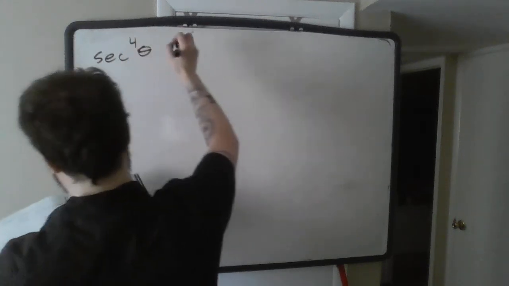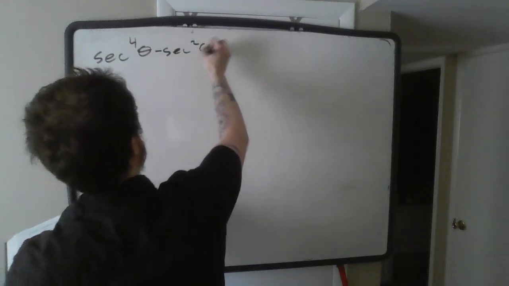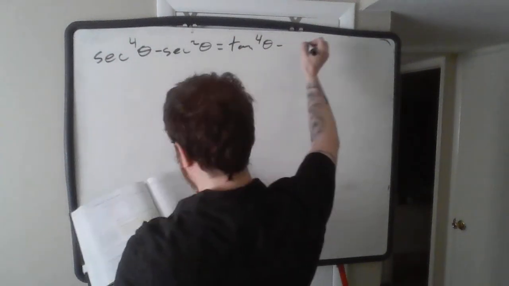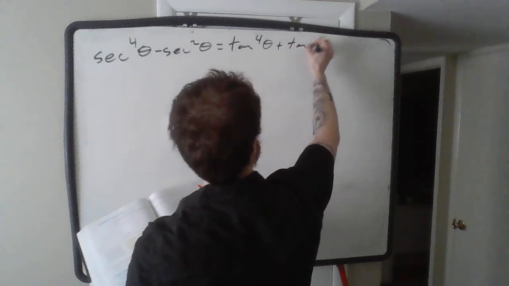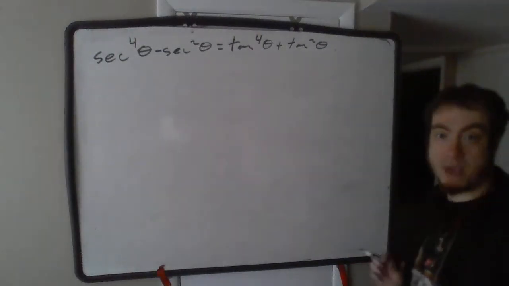What would be another good example to do? So let's suppose that I wanted to establish, here's a pretty good one, that secant to the fourth theta minus secant squared theta is equal to tangent to the fourth theta, minus, or not minus, I'm sorry, plus tangent squared theta. This is a much more complicated example than the ones that we had before.